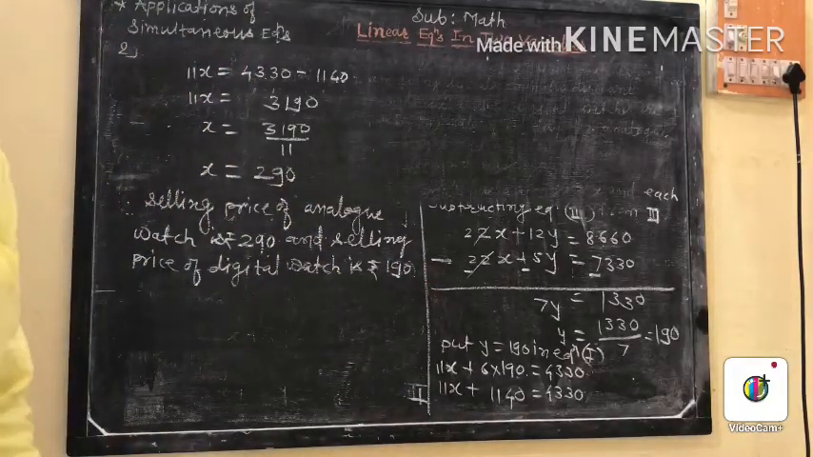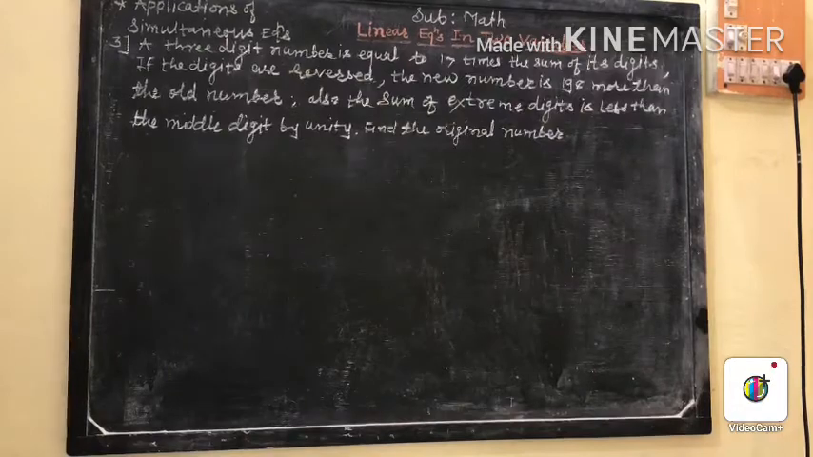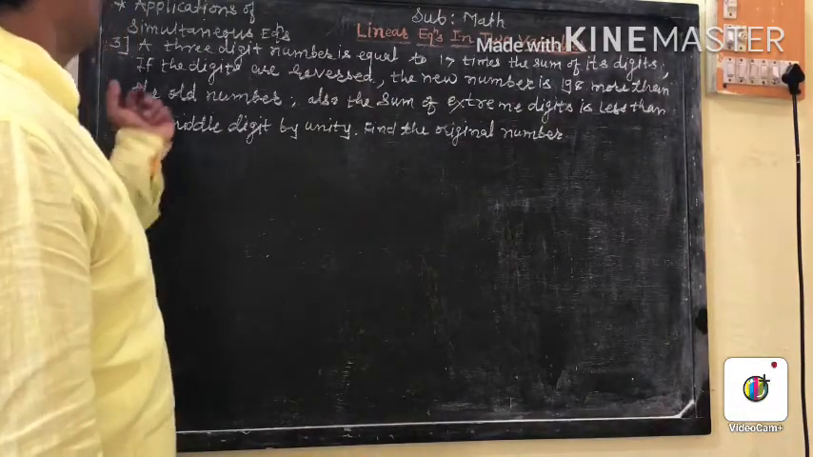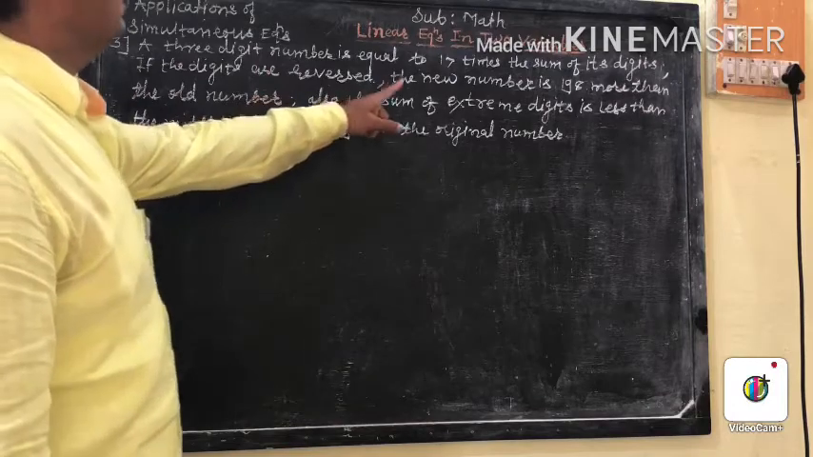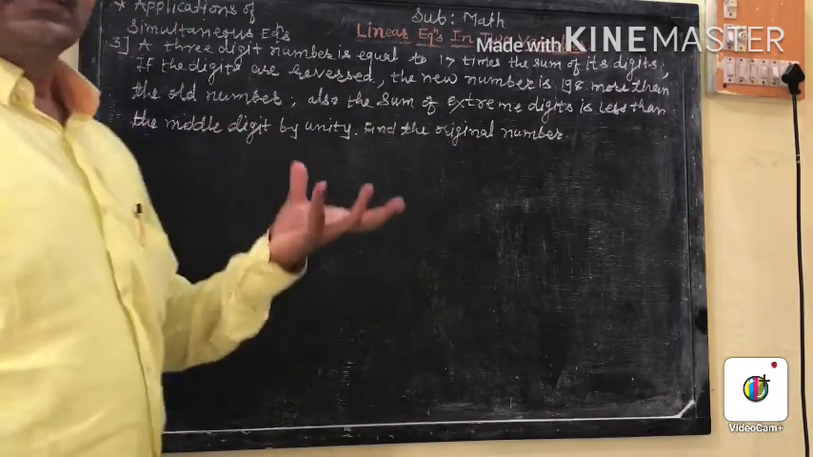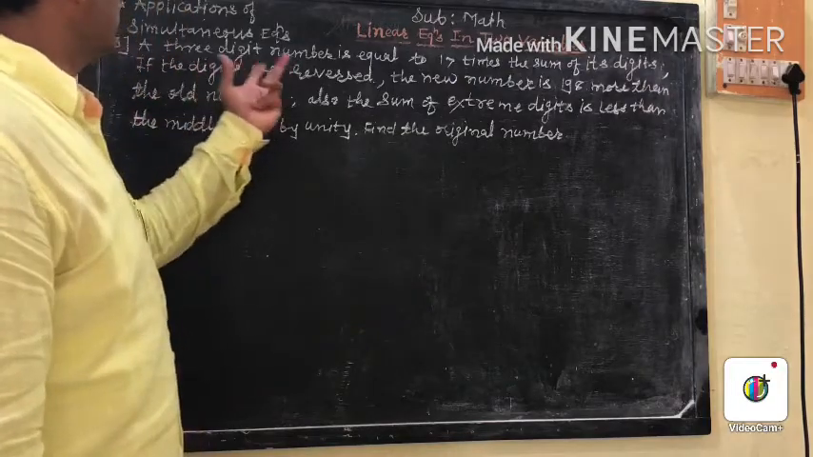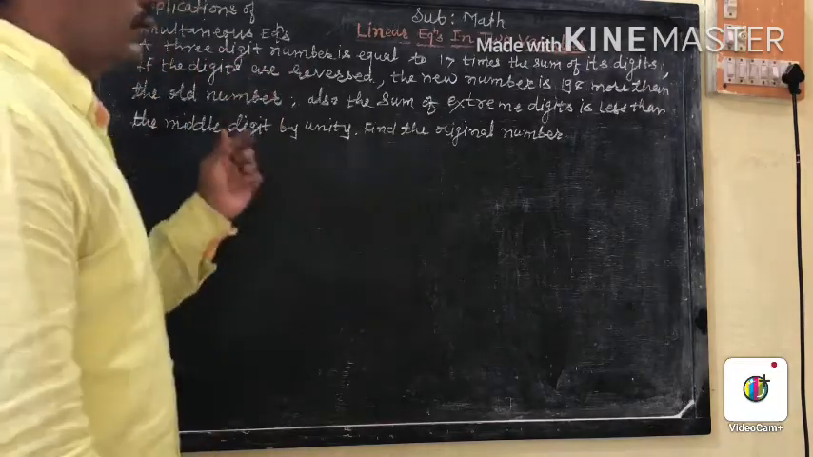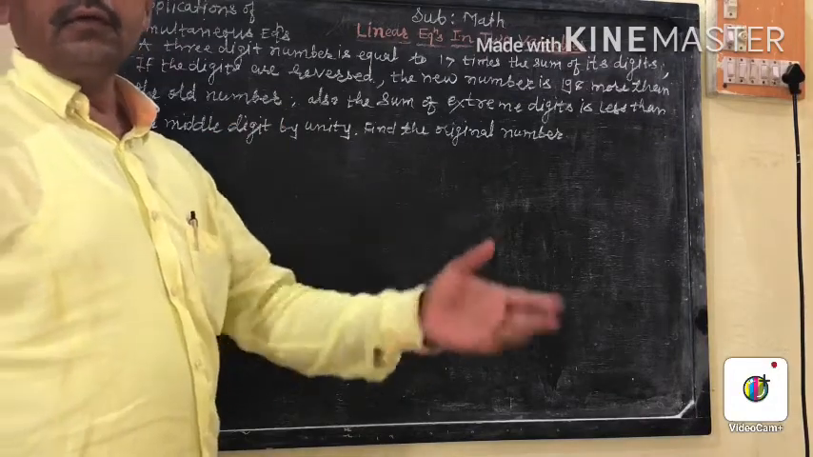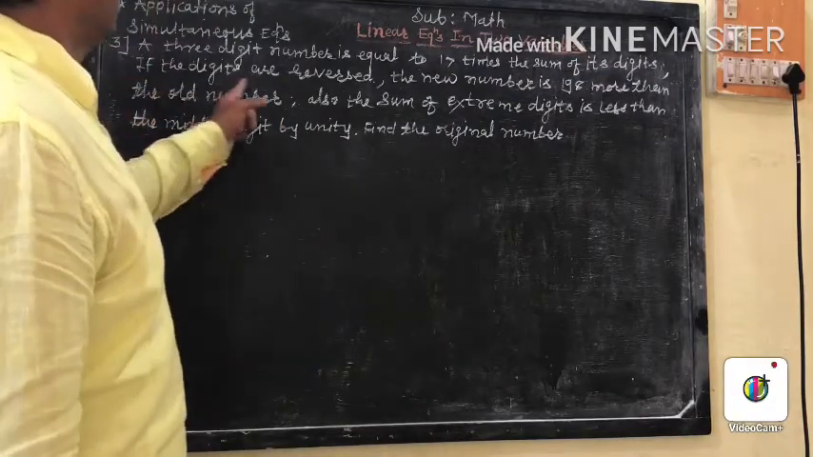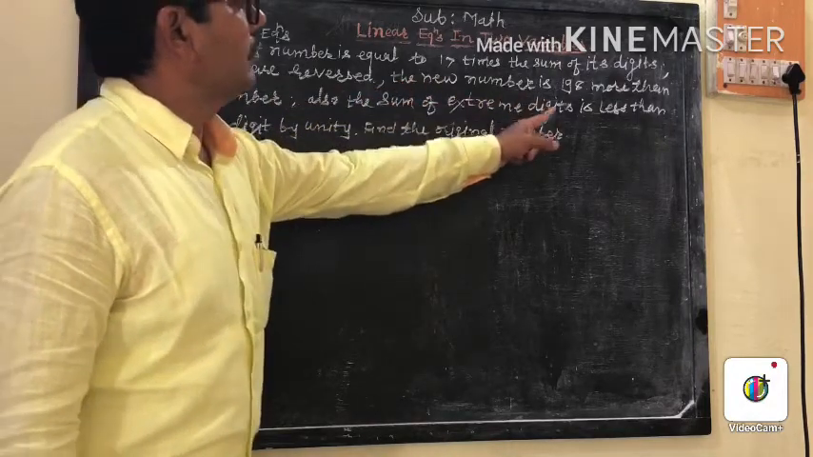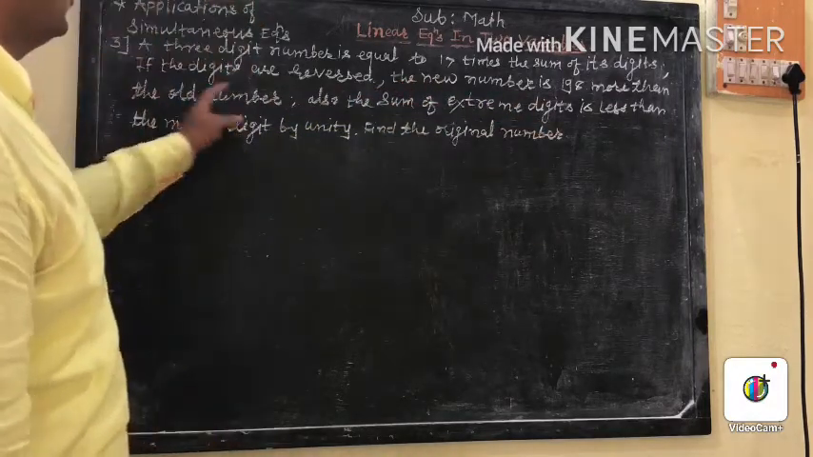See the next example. Now in this example, read the example. A 3-digit number is equal to 17 times the sum of its digits. Means the number is a 3-digit number, with hundreds place, tens place and unit place. If the digits are reversed, the new number is 198 more than the old number.